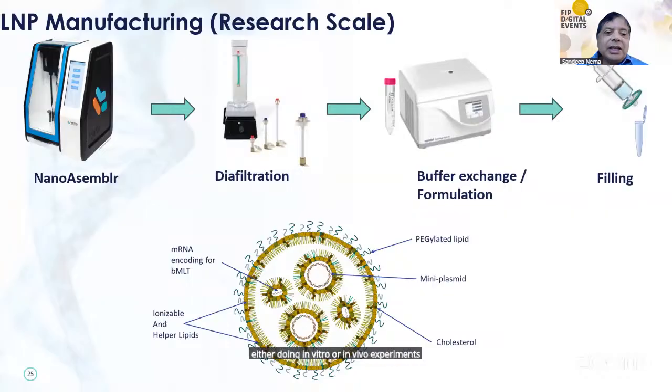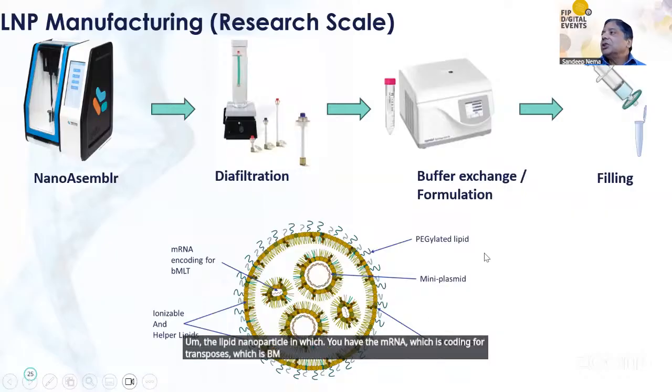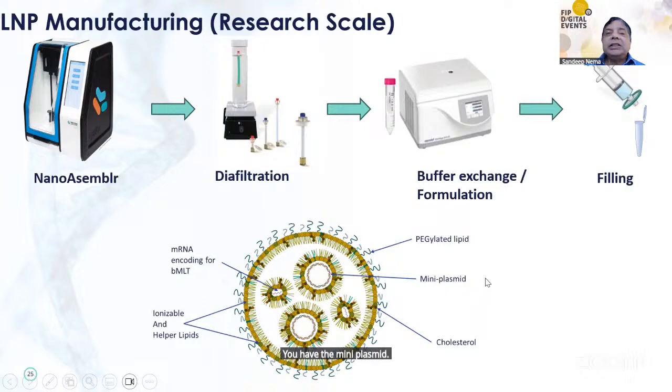So this is a cartoon of the lipid nanoparticle in which you have the mRNA, which is coding for transposase, which is BMLT. You have the mini plasmid, which is the gene for Stargardt, and the other lipids, which makes the LNP.